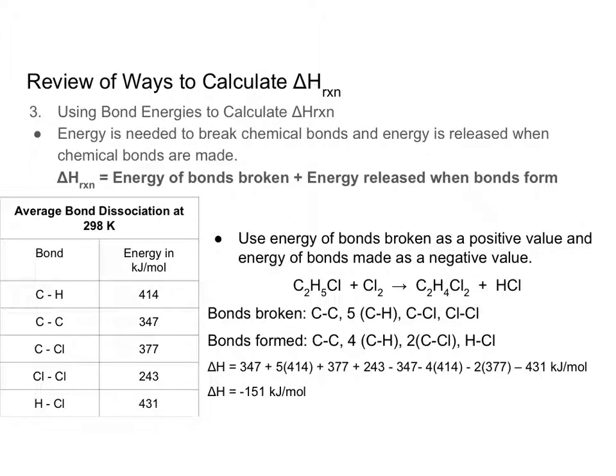An example over here has us taking chloroethane and chlorine and making dichloroethane and hydrochloric acid. So the change in the bonds that are being broken plus the change in the bonds that are being formed gives us the total change in enthalpy of this particular reaction. Does that seem vaguely familiar? Okay.